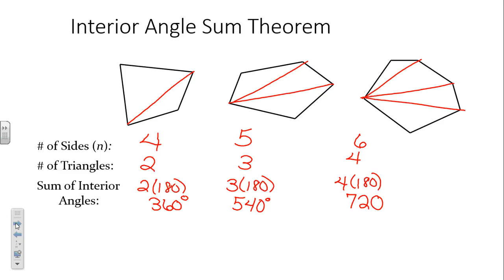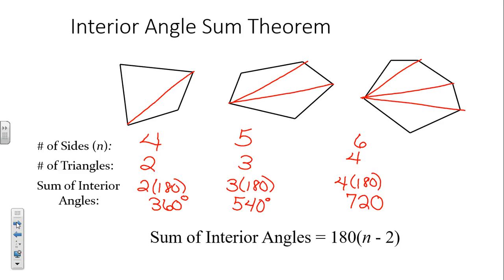Make sense? Okay, so we came up with a formal definition. We said that if we want to know how many degrees there are total inside of a polygon, we take n minus 2, the number of sides minus 2, times 180, or 180 times that number of sides minus 2. Number of sides minus 2 tells us how many triangles we get. Okay? Question on this one?